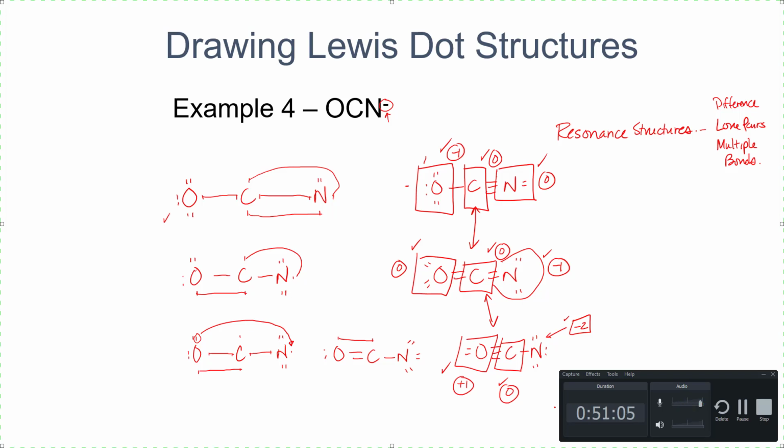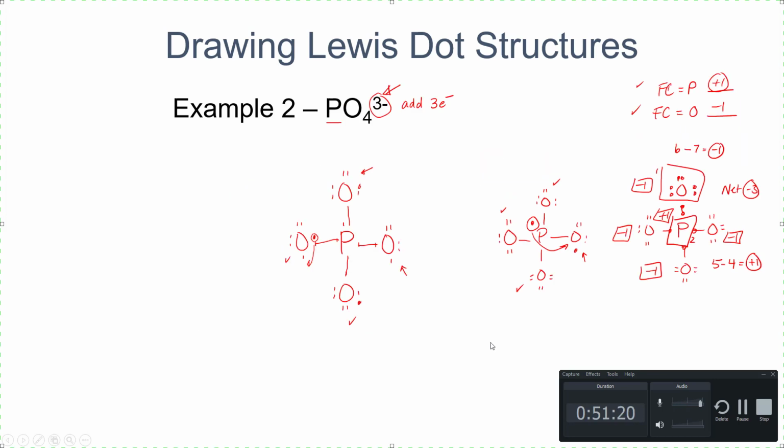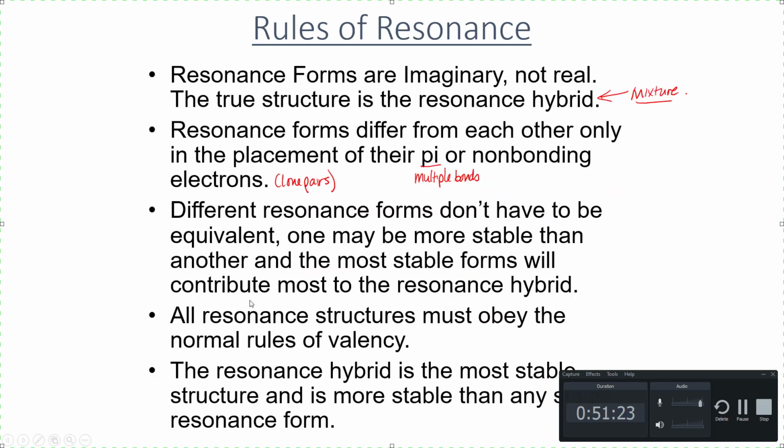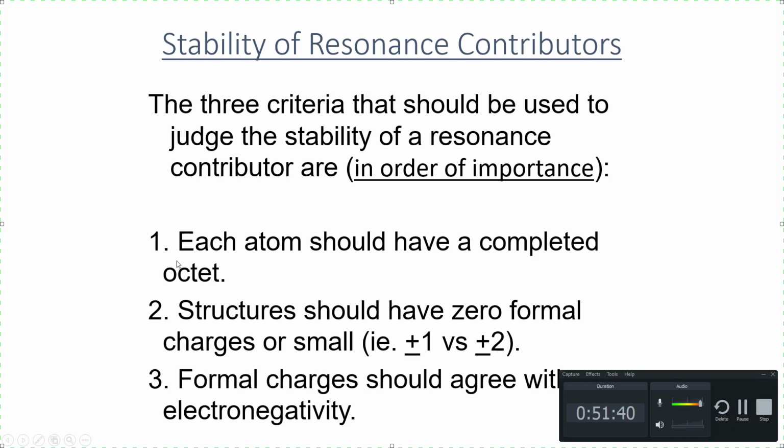So now let's determine the relative stabilities of each of these resonance structures. Because in the rules of resonance, the different resonance forms don't have to be equivalent in energy. So one may be more stable and the other one's less stable. So now we need rules to figure out which one is more or less stable. So let's talk about the stability of resonance contributors. There are three rules.